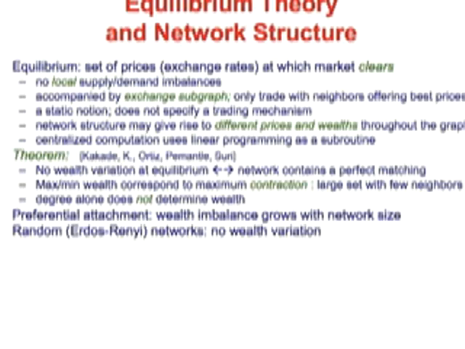Let me start with the easiest case. There will be no variation in wealth at equilibrium if and only if the underlying network contains a perfect matching. Okay, so if there's a perfect matching subgraph, there will be no wealth variation at equilibrium. And intuitively, what should happen on that underlying perfect matching is that everybody just trades with their partner on a one-for-one basis, and everybody will basically trade 10 for 10.